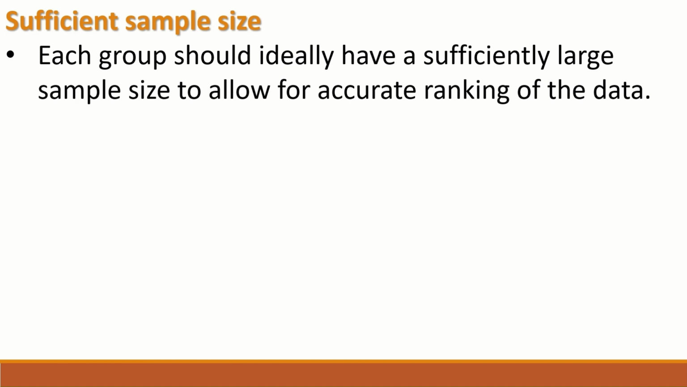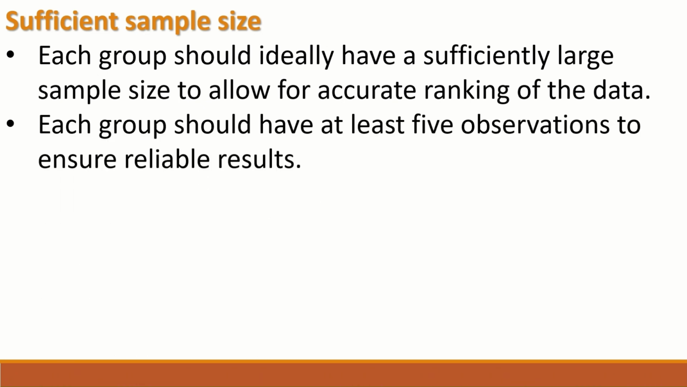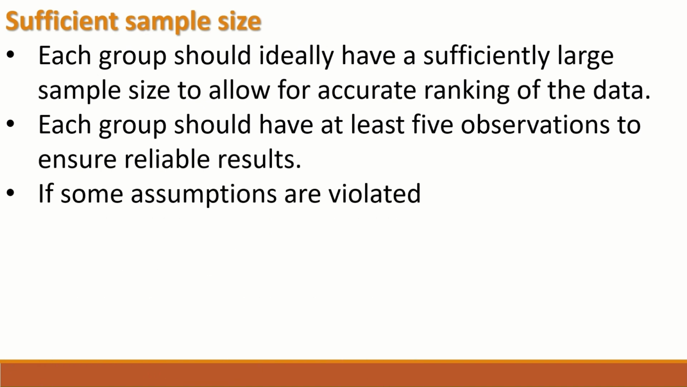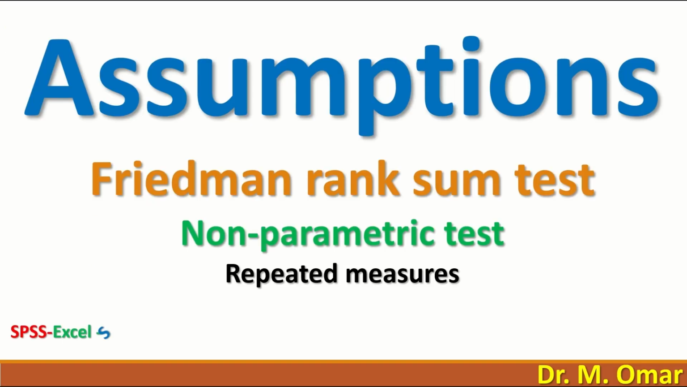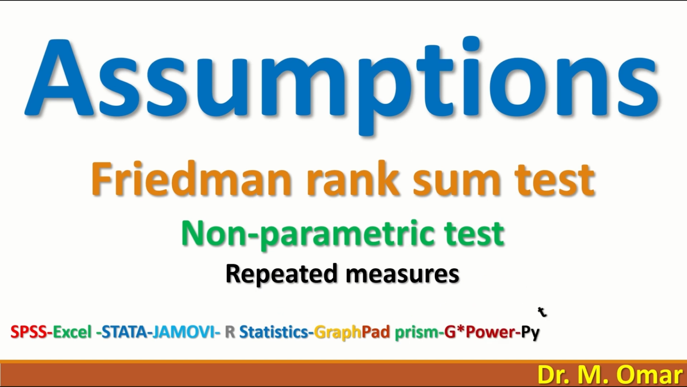The fifth assumption that has to be met for performing the test is sufficient sample size. So each group should ideally have sufficient sample size to allow for accurate ranking of the data. Each group should have at least 5 observations to ensure reliable results. If some assumptions are violated, then use bootstrapping.